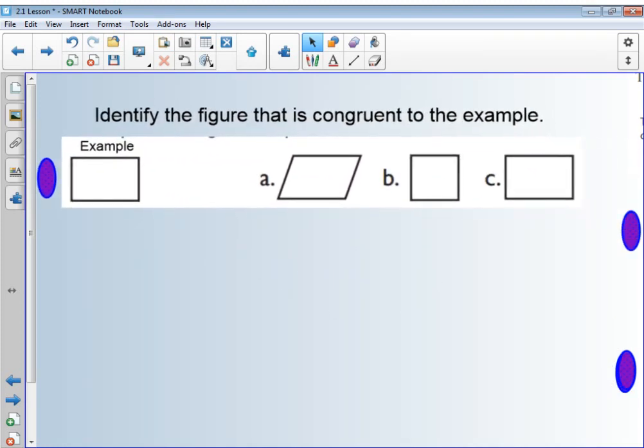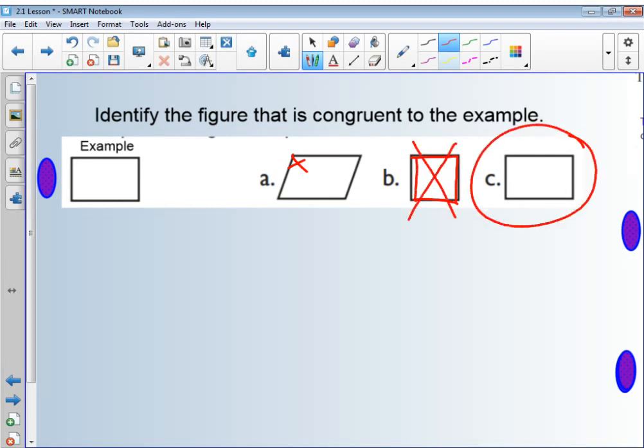Let's try another one. Identify the figure that is congruent to the example. So it looks like we have a rectangle. Well, here A is eliminated because the angle measures aren't the same. B, our side lengths aren't the same because this is a square, so it can't be B. That leaves us with C to be congruent or an exact copy.